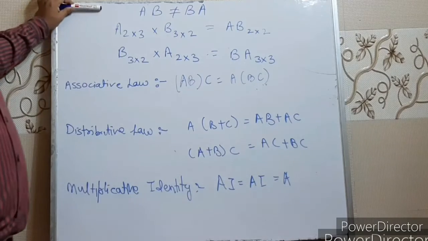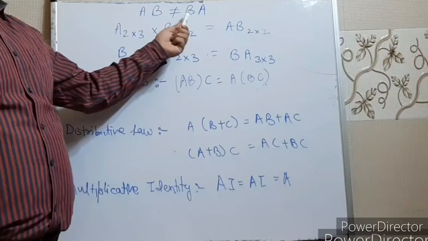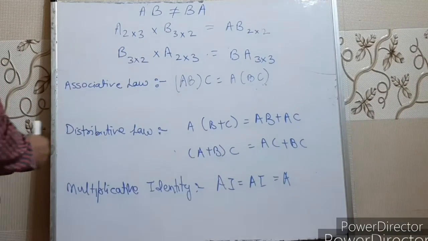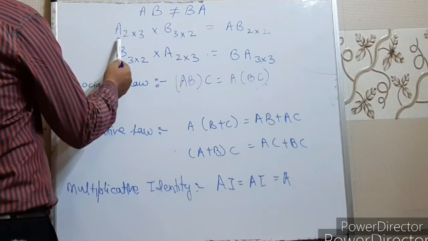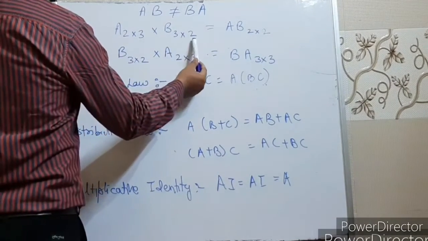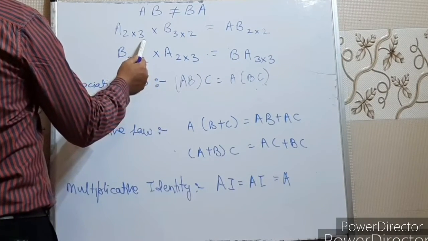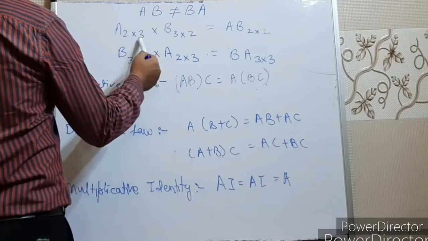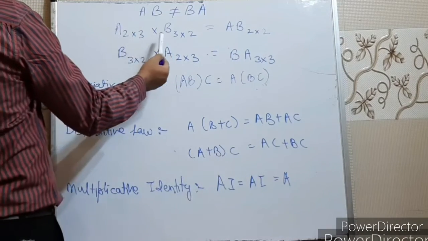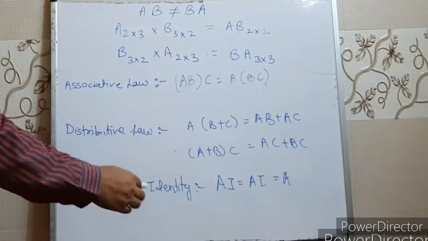So the commutative property does not hold in multiplication of matrices because AB generally does not equal BA. Why? Suppose the matrix A is of order 2 by 3 and the matrix B is of order 3 by 2. So you can see that the number of columns of matrix A is 3, here the number of rows is 3, so they are equal. That means multiplication is possible. So the order of the product matrix AB will be 2 by 2.